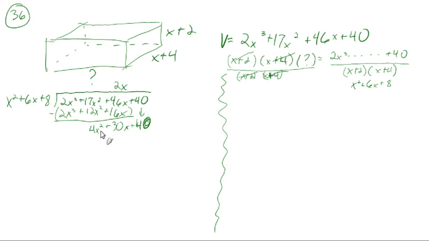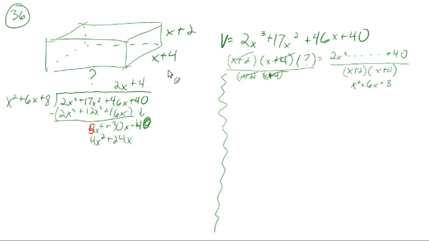x squared times what is 4x squared? That's 4. 4 times x squared is 4x squared. And that's what we're doing next. 4 times 6 is 24x. Let's see. I have done something wrong here. Let's back up. We'll go back to the step where we said 17x squared minus 12x squared. That should have been 5x squared.